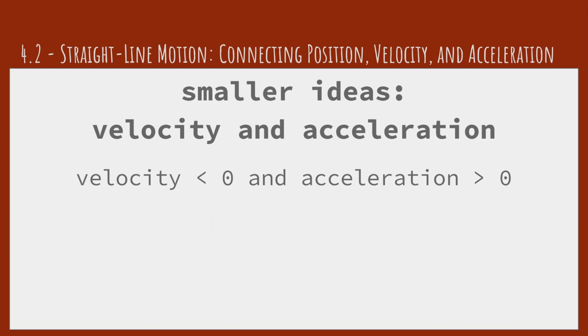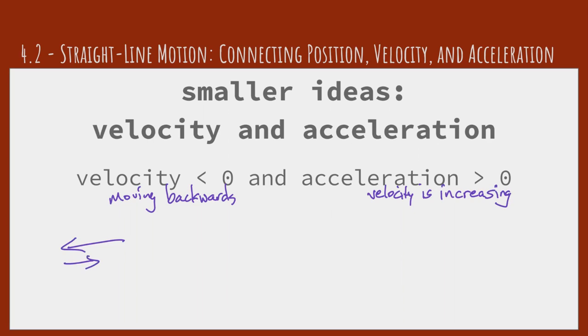We could think of this as going forward in our car, but hitting the brakes to slow down. If the velocity is negative, that means that we're moving backwards. So we're in reverse in our car, but the acceleration is positive, so the velocity is increasing. This is a little counterintuitive. We're moving backwards, but the acceleration is moving forward or increasing our velocity.